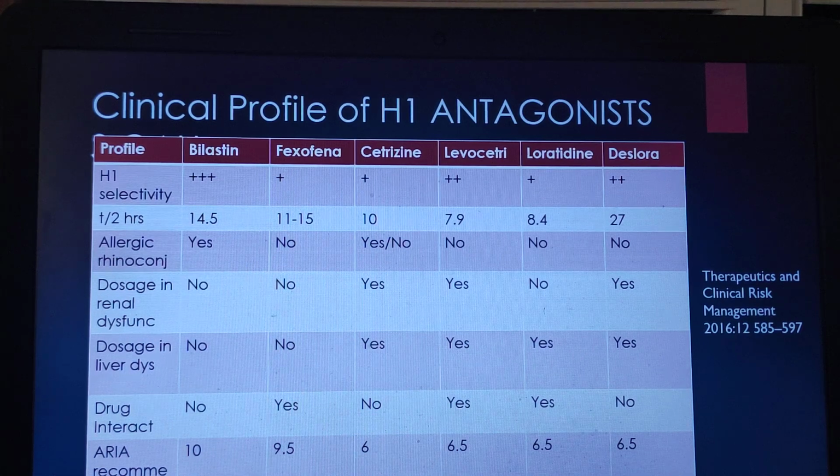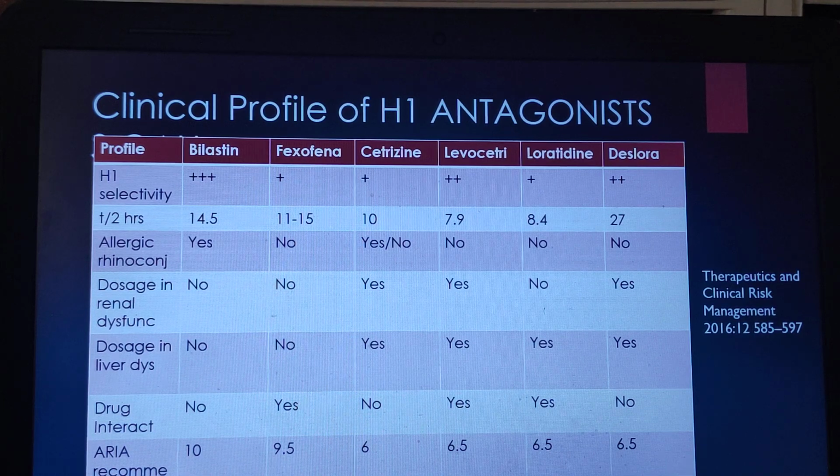Now, if we look at the clinical profile in one shot of these second generation antihistamines, the foremost thing is selectivity for the H1 receptor. We find that among all, bilastine, which is relatively a new drug, probably available for the last 4 to 5 years, has the highest selectivity for H1 receptors. Fexofenadine, cetirizine and loratadine have modest activity. Levocetirizine and desloratadine definitely have higher selectivity than fexofenadine and cetirizine.